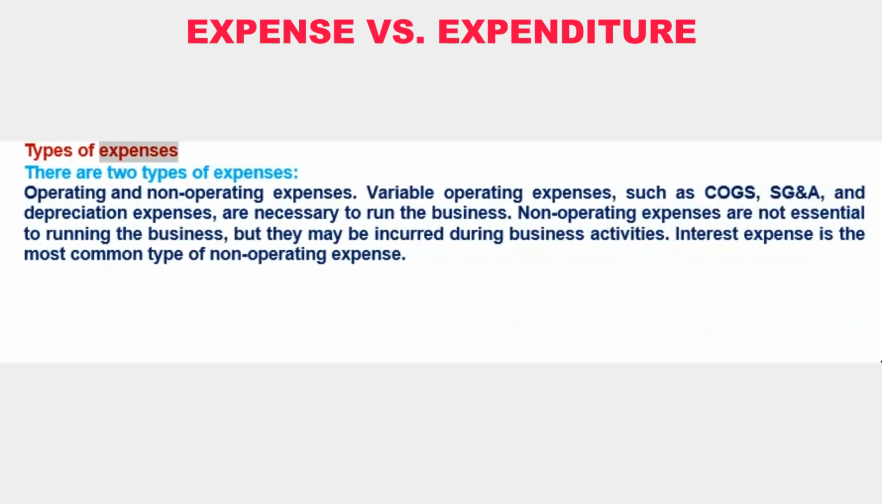Types of expenses. There are two types of expenses: operating and non-operating expenses. Variable operating expenses, such as COGS, SG&A, and depreciation expenses, are necessary to run the business. Non-operating expenses are not essential to running the business, but they may be incurred during business activities. Interest expense is the most common type of non-operating expense.